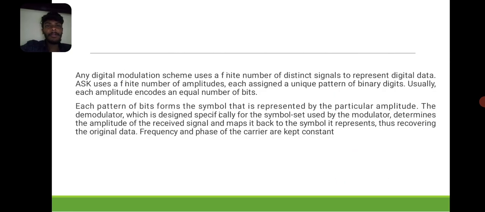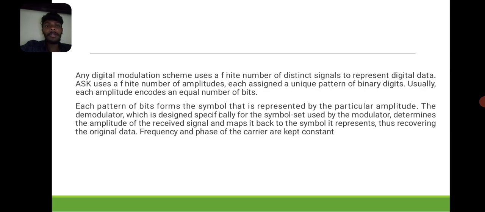Any digital modulation scheme uses a finite number of distinct signals to represent digital data. ASK uses a finite number of amplitudes, each assigned a unique pattern of binary digits. Usually, each amplitude encodes an equal number of bits. Each pattern of bits forms the symbol that is represented by the particular amplitude.